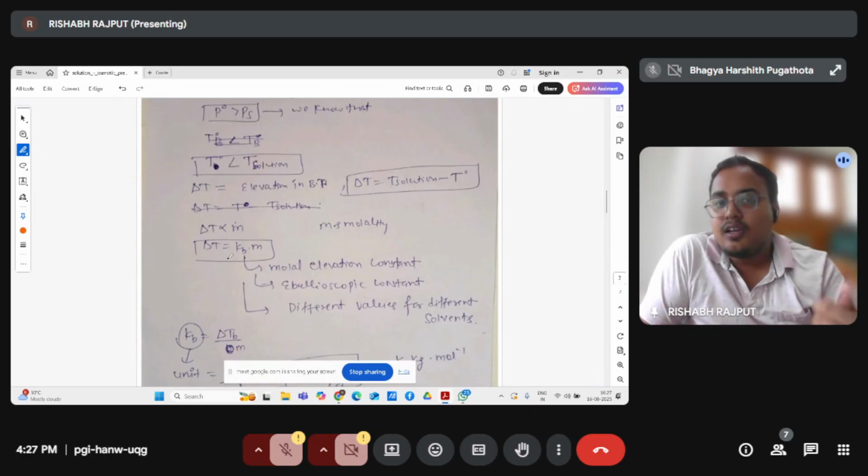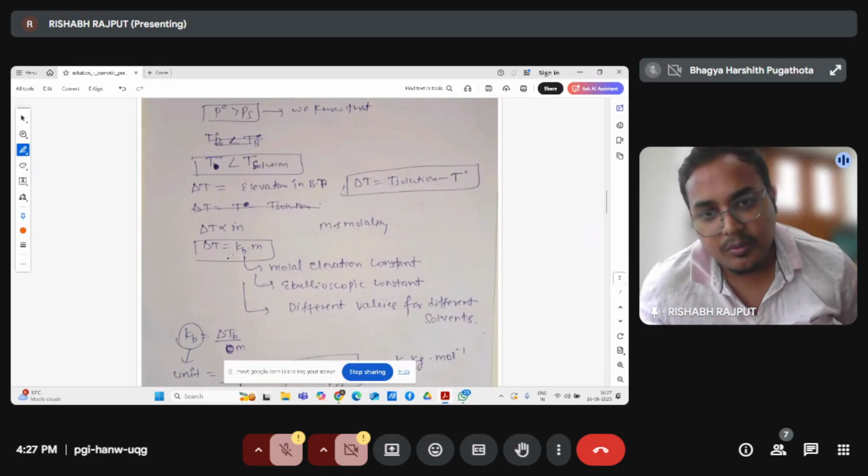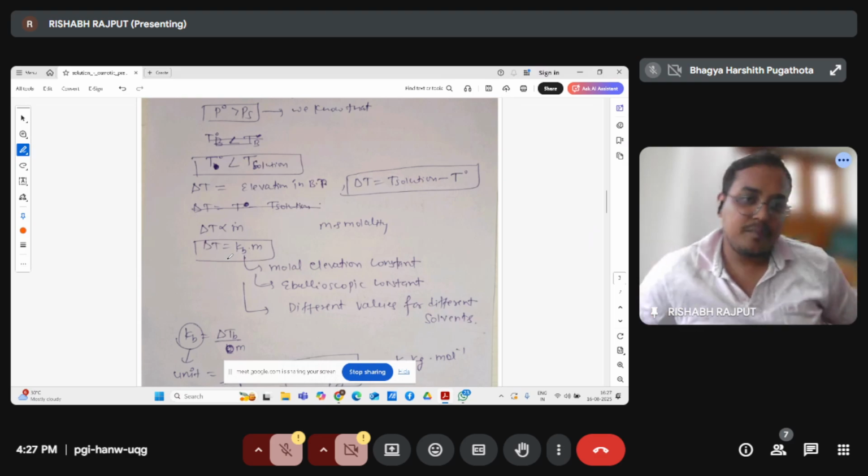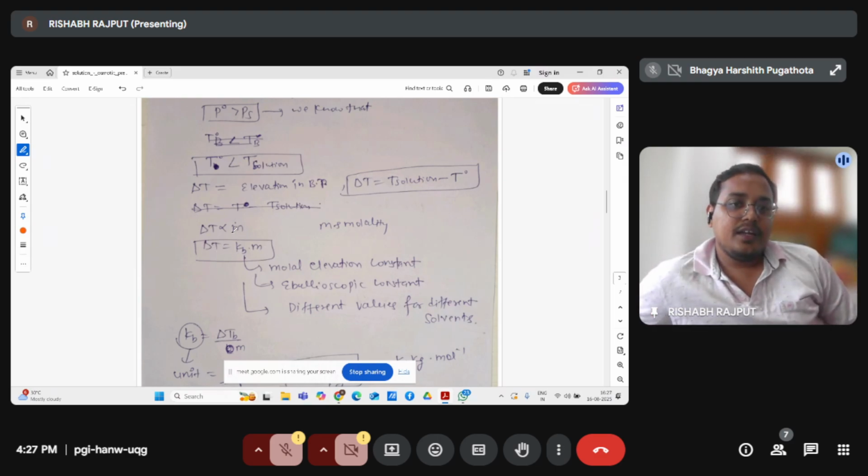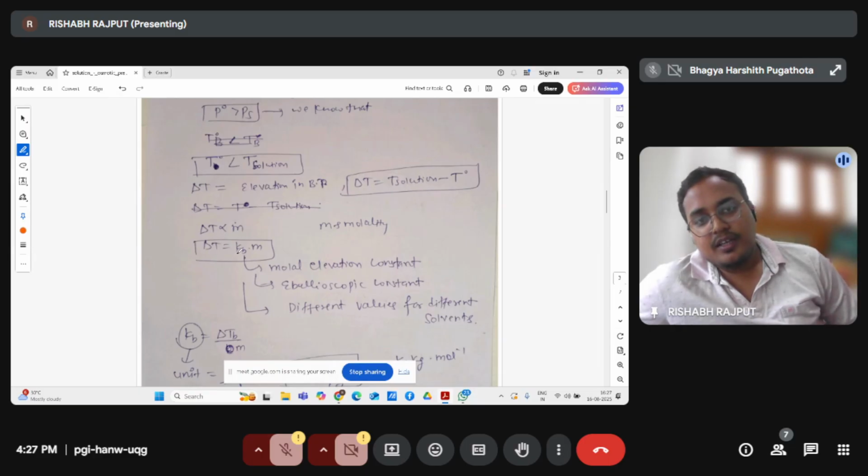That is why he takes the formula in molality only, not mole fraction. Then it removes the proportionality and puts the kV value. This kV value is different for different solvents.